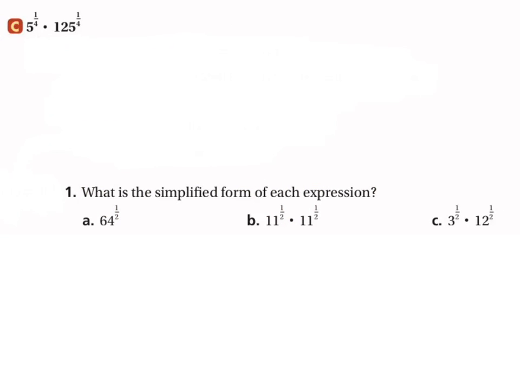All right, so in this problem C, we have 5 to the 1/4 power times 125 to the 1/4 power. So in this case, we really are looking for what is essentially the 4th root of 5 times the 4th root of 125. Knowing that they're the same, we're going to multiply these values together. That's the 4th root of 625. In this case, the 4th root of 625 is just 5, because 5 to the 4th, and then they would cancel.